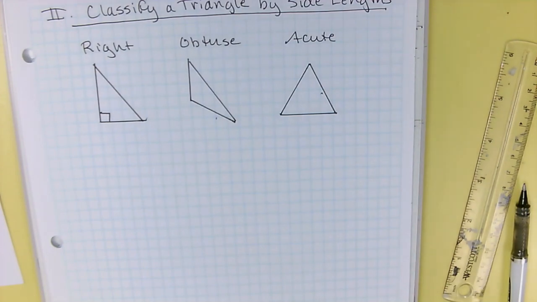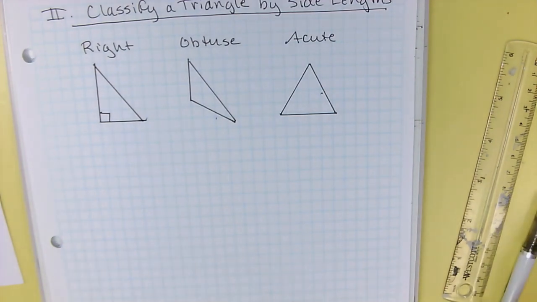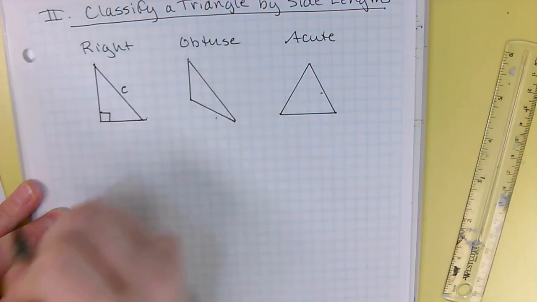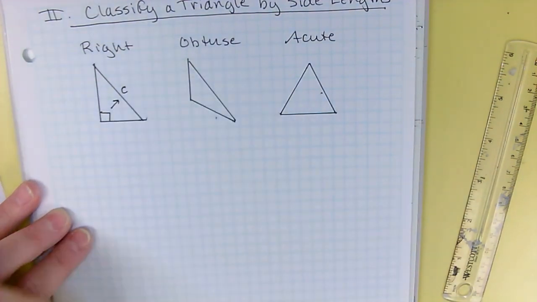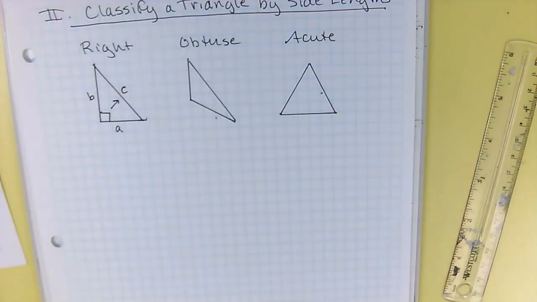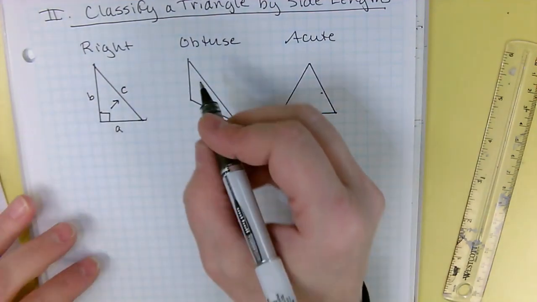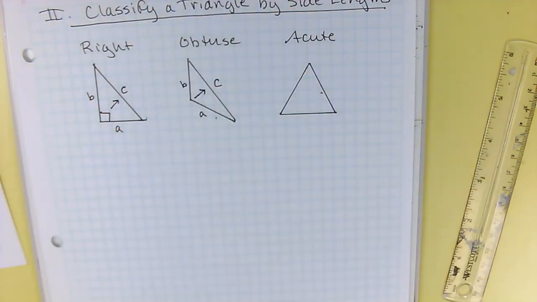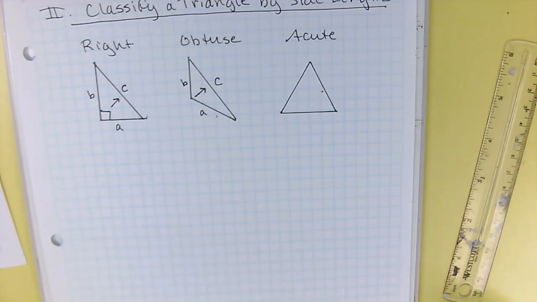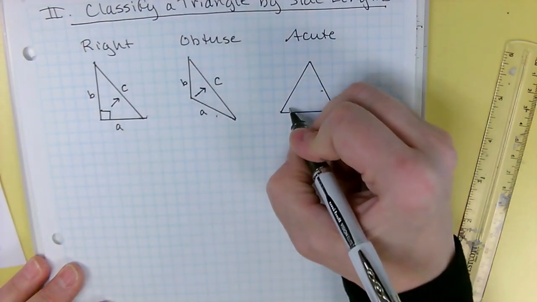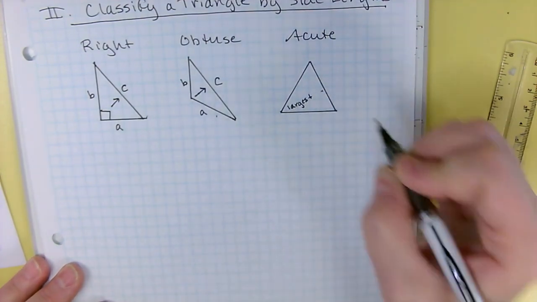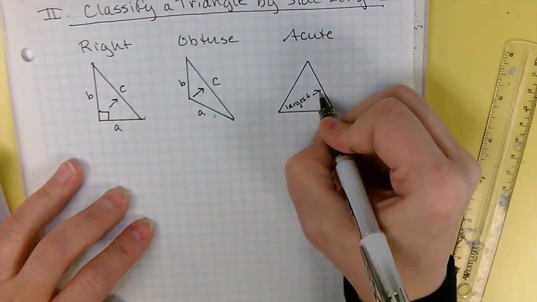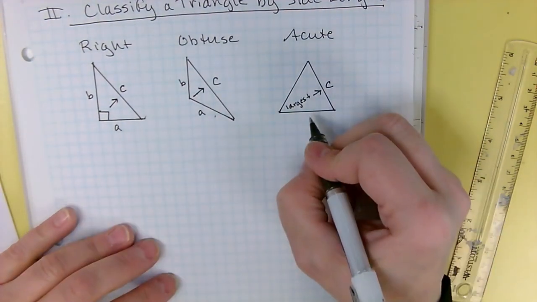Okay, so like before, C is always the longest side. So in the case of a right triangle, that's opposite the 90. And A and B are interchangeable. On an obtuse triangle, the biggest side is opposite the biggest angle. That will be our C. And A and B are interchangeable. And for an acute triangle, you have to know the measurements of the angles. Otherwise, you won't know what the C is. So we're going to assume that this angle is the largest, and that would mean that C is opposite that angle. And again, A and B are interchangeable.